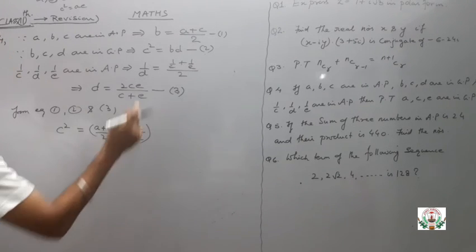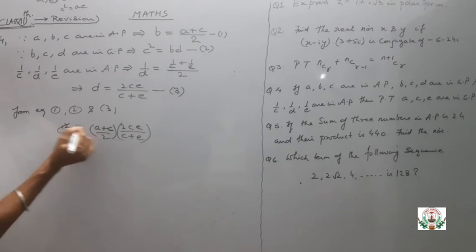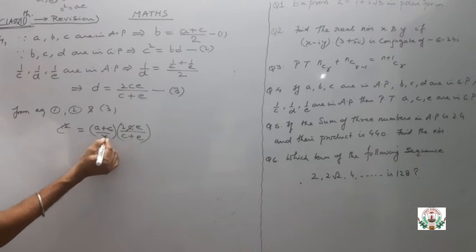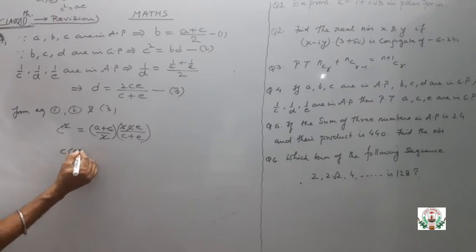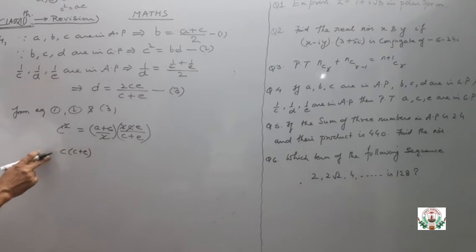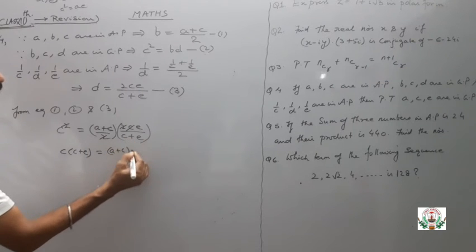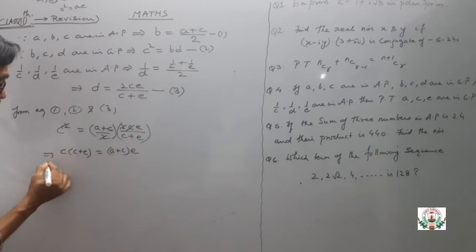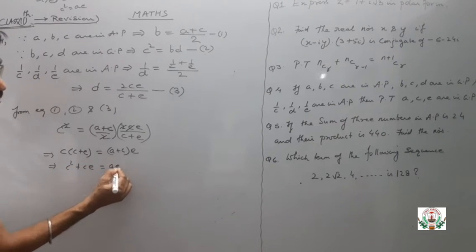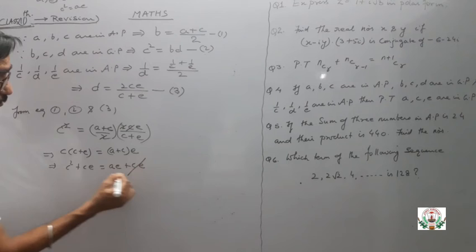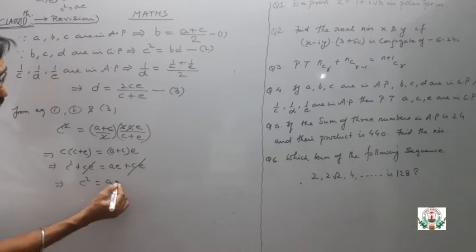So the value of B and D substituted in equation number 2. One of the C can be cancelled out. This 2 and this 2 I can cancel out. C plus E can be multiplied to the left side by cross multiplication, and on the right side, with A plus C, we are left with only E. Now open the bracket. C square plus CE is equal to AE plus CE. Similar terms on both sides cancel out. So we get C square equals AE.